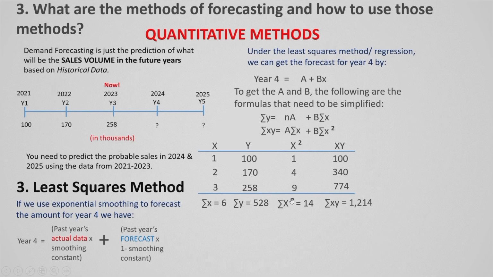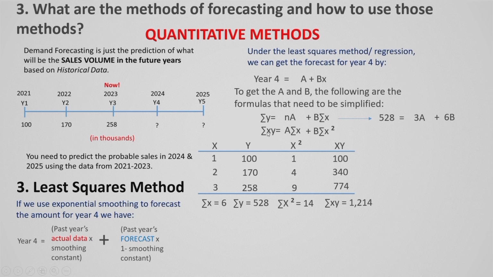The next step is to use these results in the two formulas. Summation of y is 528, and then we have n times a, or na. The n is the number of years or number of items that we used, and in this situation, we use the data for 3 years. So our n is 3, and we have 3a. Then plus summation of x times b. Summation of x is 6, so we write 6b, or 6 times b. I know this should be b6, but b times 6 or 6 times b is just the same; 6b is more appropriate for equations. So that's the first equation.